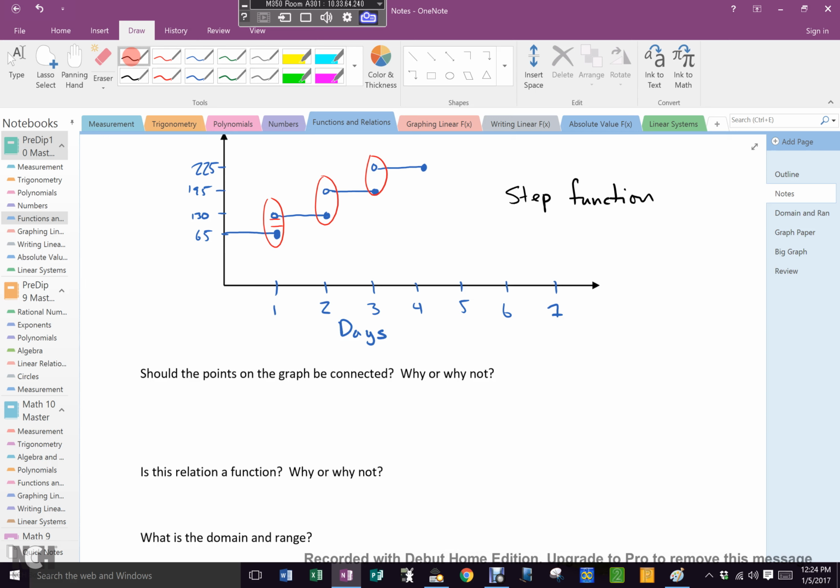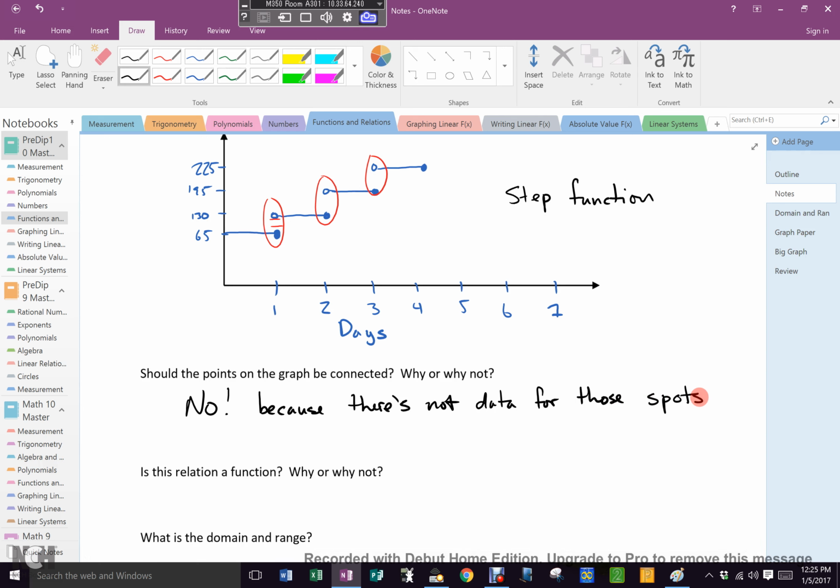Okay. So, should we connect the points on the graph? No. And Danielle says that is because there's not data for those spots. Everybody understand? It's pretty easy, right?